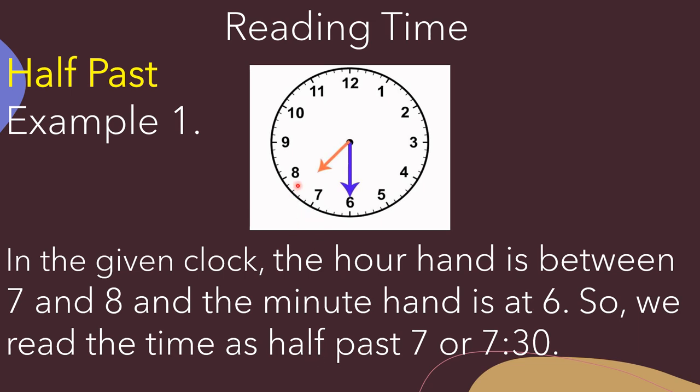Or in another way, we can say that there are 7 hours and 30 minutes. Why is there 30 minutes? Because the minute hand is at 6, and when the minute hand is at any number, we multiply that number by 5. So here we multiply 6 by 5, and 6 fives are 30. It means there are 7 hours and 30 minutes. Understood, beta?